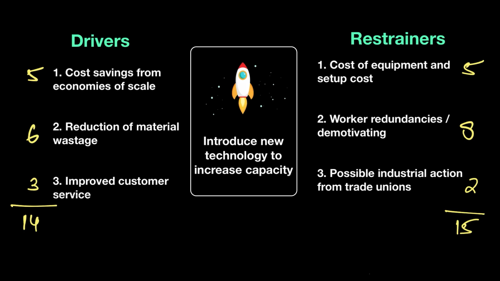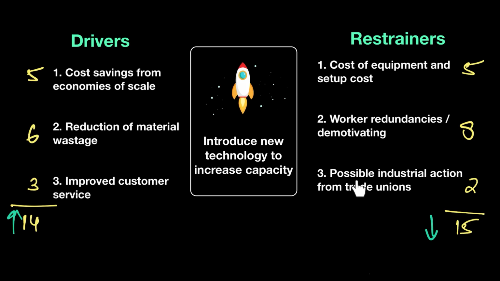So what do you do? How do you balance this out? Well, there's only 2 ways to do this. If you think about it, the only way to fix this problem is either to reduce my restrainers or to improve my drivers. Only if I do that and tilt the balance of this strategy would I be able to go ahead with it. So what do you do?